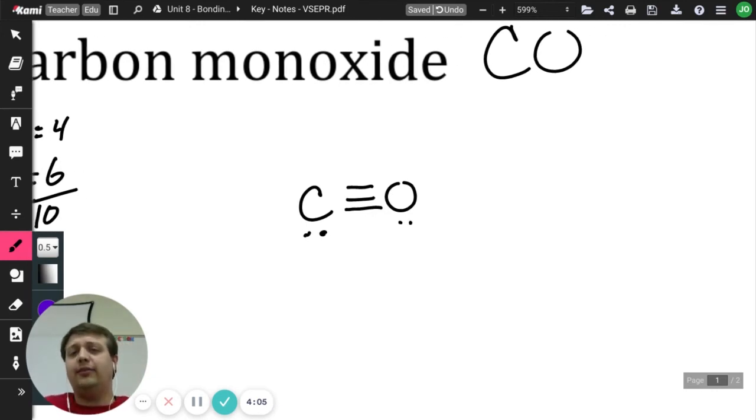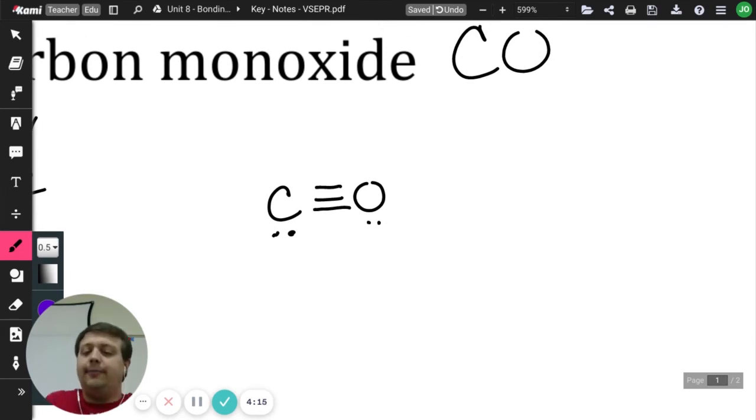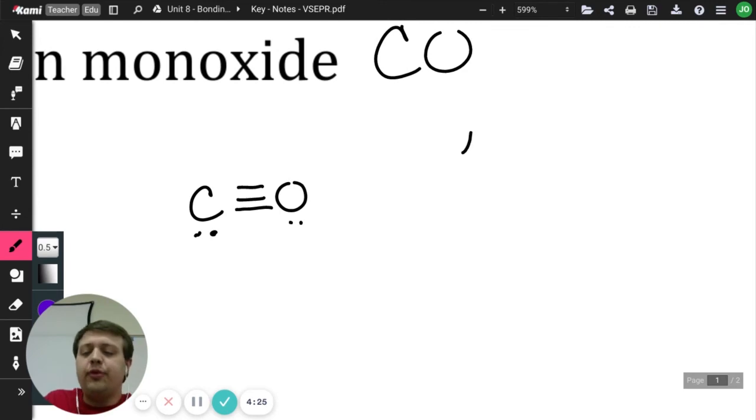Now, looking at this, there's not really any way that these are going to spread out any further. They're sitting side by side, and since they're sitting side by side, we can't change that. What does that look like? That looks like a line. Since it looks like a line, the molecular geometry for it would be linear. So molecular geometry is linear.